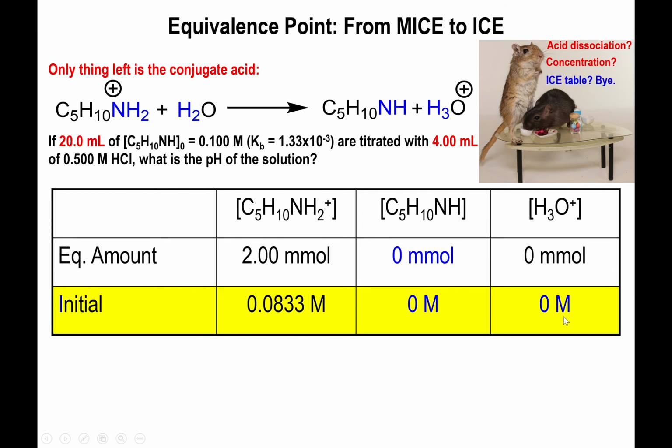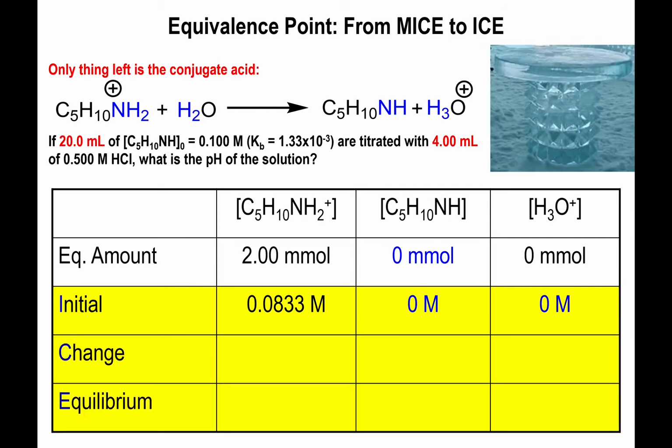And the change needs to be applied based on the mice table. So sorry, my gerbil friends, but now we need to ice it up. We're going to apply the change in terms of x. So 0.0833, subtract x from that. The conjugate base and hydronium are the product, so add x to both of them. The equilibrium concentrations will be 0.0833 minus x, x, and x.